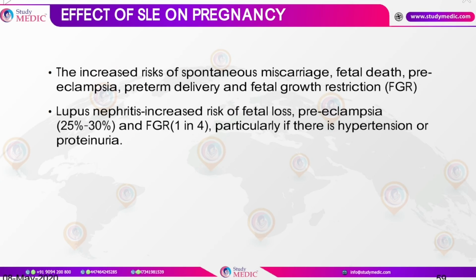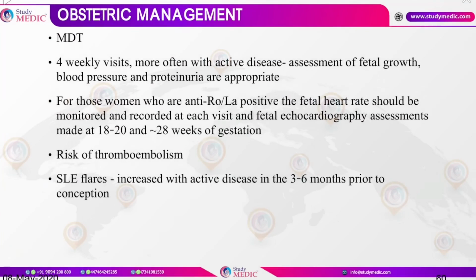What is the effect on pregnancy? The risk of spontaneous miscarriage, fetal death, preeclampsia, preterm delivery, and fetal growth restriction will be there. Lupus nephritis has an increased risk of fetal loss, and preeclampsia in near about 25 to 30% of cases. Fetal growth restriction is 1 in 4, that's near about 25%, particularly if hypertension or proteinuria exists. So what is the management from an obstetric point of view?